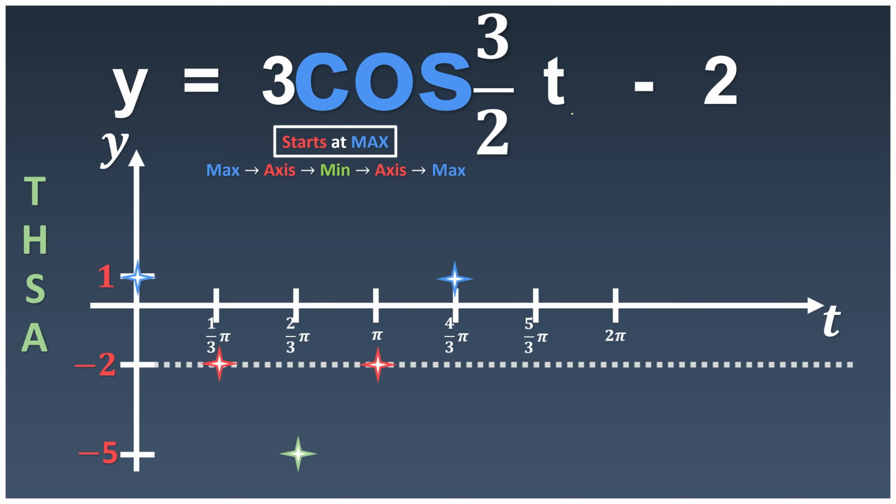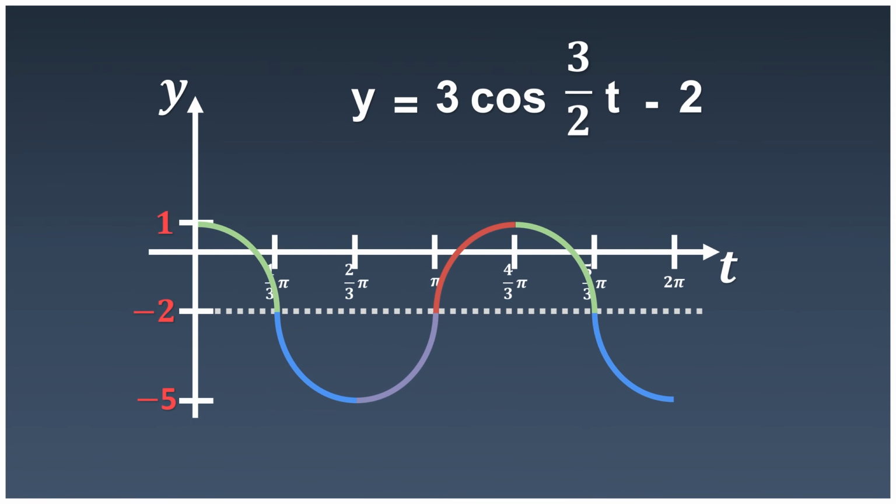But all together, we need to have 6 strokes, because 3 over 2 times 4 is 6, which is 1.5 waves. So the first stroke, second, third, fourth. This is actually 1 wave, then 5 and 6, making 1.5 waves. And this is how we draw y equals 3 cos (3/2)t minus 2.